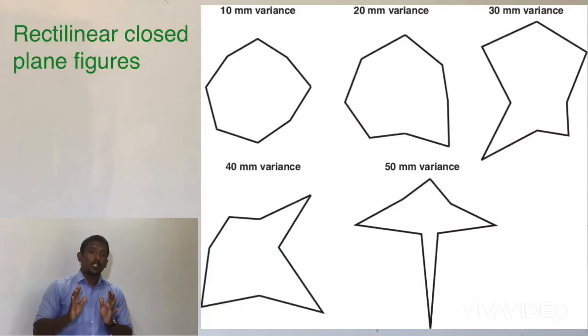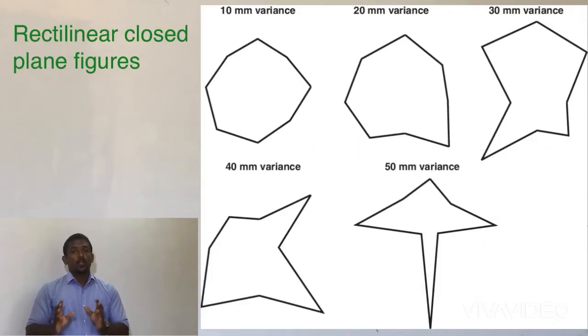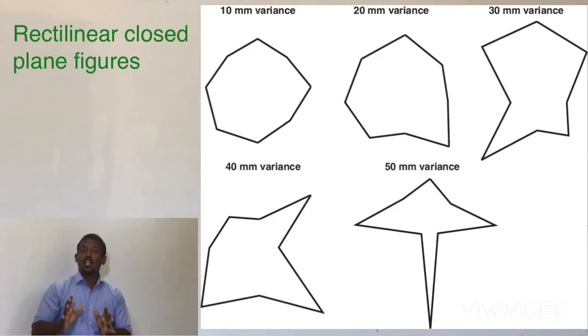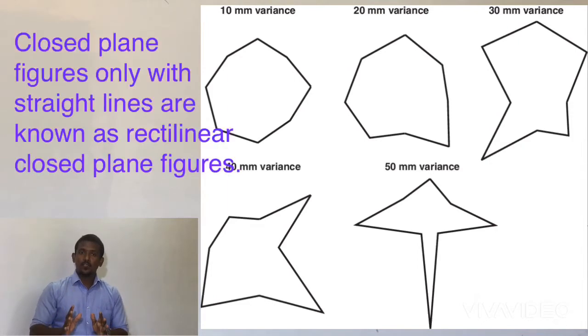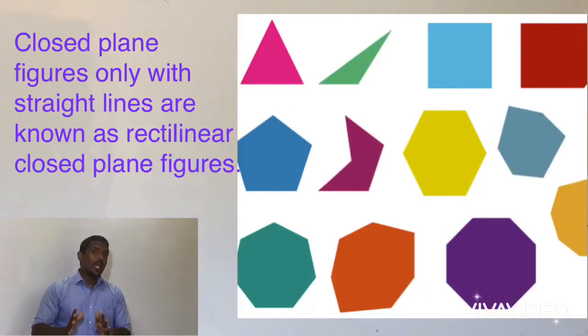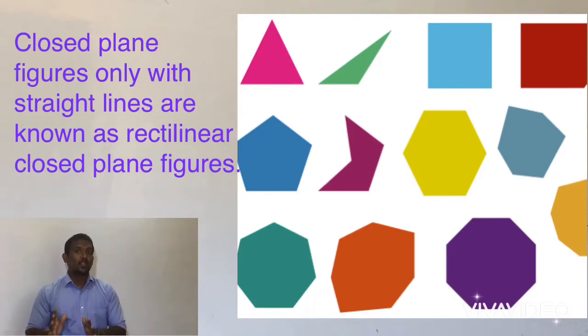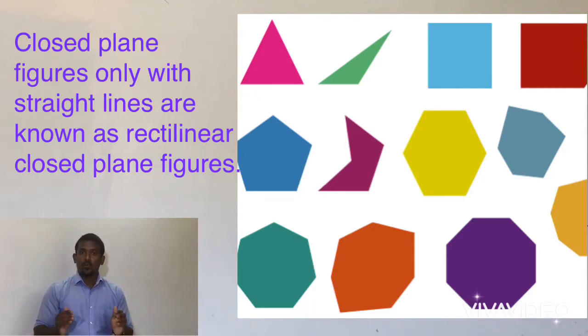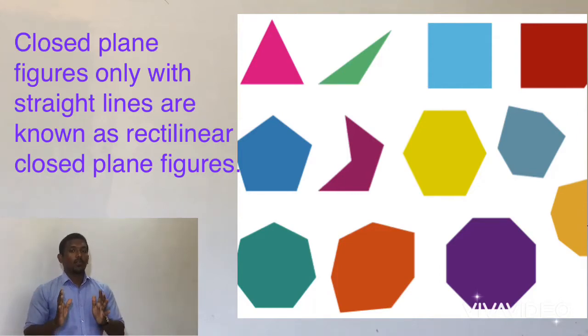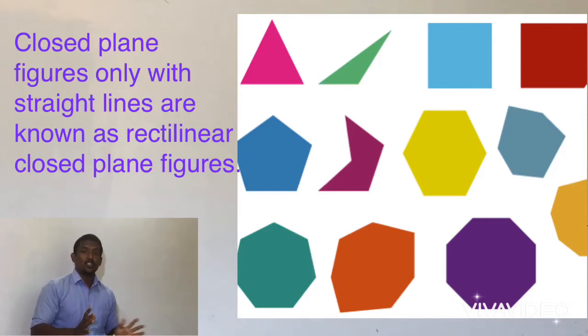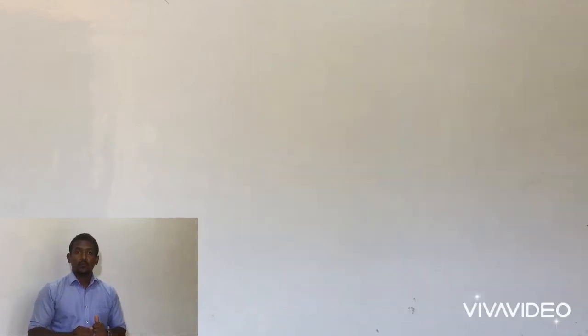Right, under the closed plane figures, the closed plane figures which are drawn using only straight line segments are known as rectilinear closed plane figures. Now you can see some examples of the rectilinear closed plane figures, right?